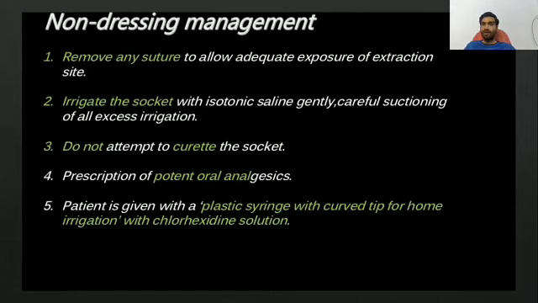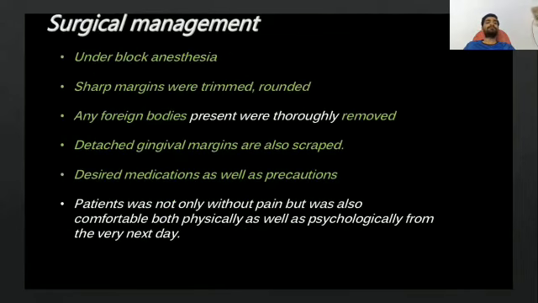Non-dressing management: remove any suture to allow adequate exposure of the extraction site. If there is any suture, just remove it. Irrigate the socket with isotonic saline gently, not vigorously, and carefully suction all excess irrigation. Do not attempt to curette the socket. Prescribe potent oral analgesics as necessary according to the patient. The patient is given a plastic syringe with a curved tip which he can use at home to again irrigate with a chlorhexidine solution. So this can be used as a home care remedy also.